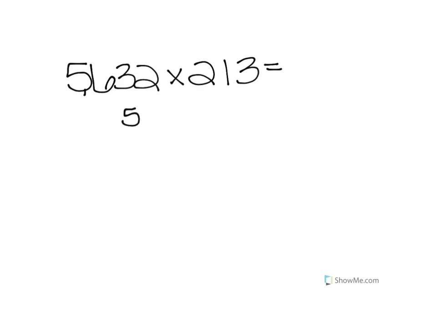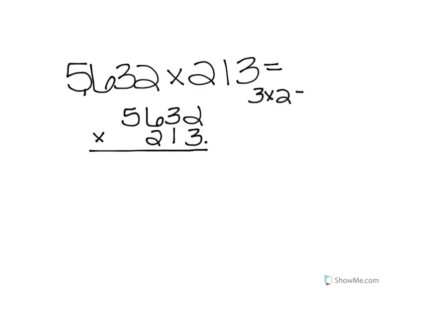So I'm going to stack it up so that the ones are aligned, the tens are aligned, the hundreds are aligned. Everything should be aligned. And now I can start multiplying. I'm going to start out down here in the lower right hand corner. 3 times 2 equals 6. 3 times 3 equals 9.